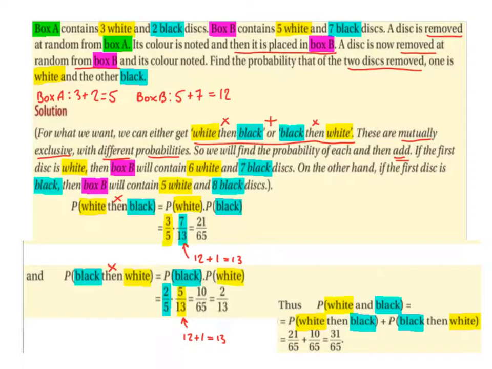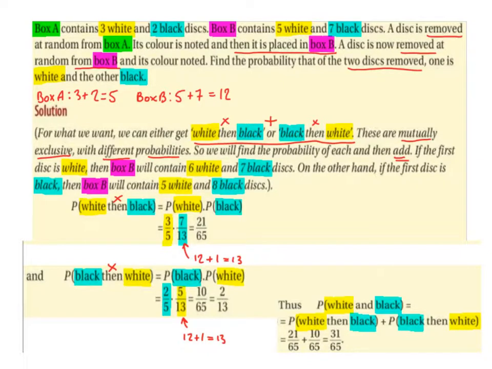So remember, if the first disc out was white, then box B then has 7 black discs. So 7 over a total of 13. Remember, there was originally 12 discs in box B, but the white disc from box A has now gone into box B, so 12 plus 1 makes 13, so 7 over 13. Multiplying these, we get 21 over 65. So 21 over 65 is the probability of white then black.